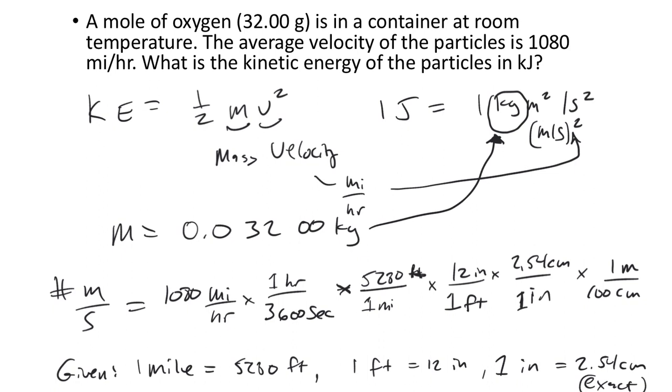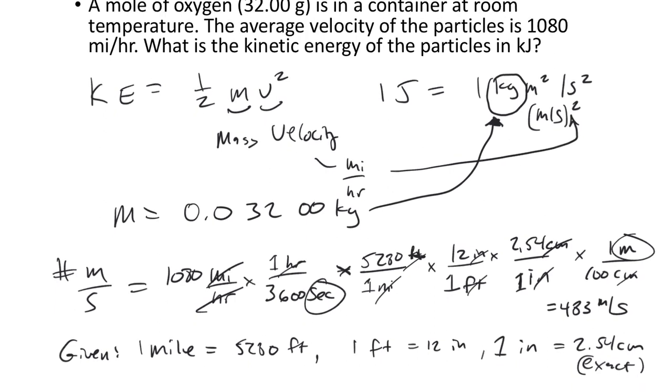And if we do these conversions, do 1080 times 5280. Oh, I forgot to divide by 3,600. So 1080 divided by 3,600 times 5,280 times 12 times 2.54, and then divide by 100. That gives me 483 meters per second. Mile cancels, feet cancels, inch cancels, centimeter cancels, we get the meters, then hour cancels, we get the seconds. So we get our intended units, meters per second.